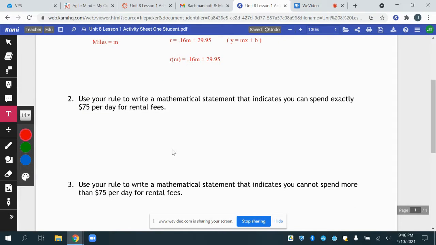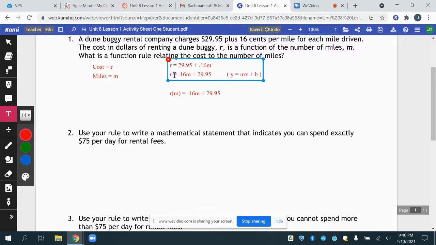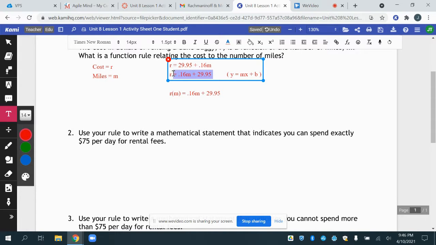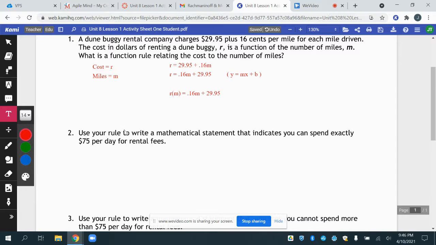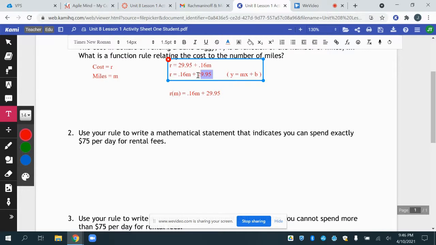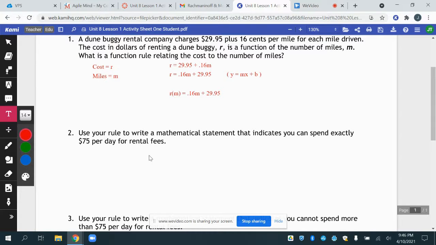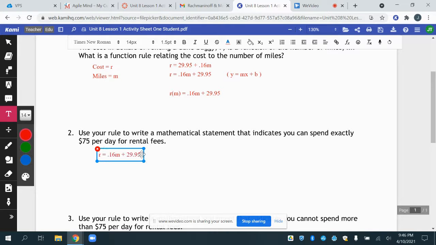Okay, so now they want us to use this rule. We're going to reuse this one. We're going to rewrite it: use the rule to write a mathematical statement that indicates how much you spend exactly. If you spend exactly $75, how far can you go, whatever. So we're still going to use this. I'm going to copy and paste it. Okay, so this is the formula.